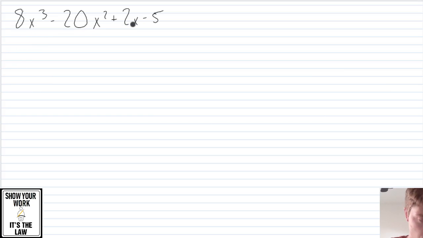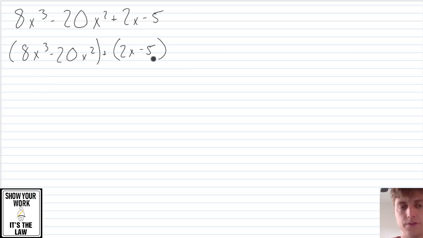So let's go ahead and just group these. Let's group the first 2 terms together and the last 2 terms together. So we have 8x cubed minus 20x squared plus 2x minus 5. So all we did was just group them a little bit. Now let's see if we can factor anything out of these 2 things in common. Well, they both have a 4 in common, and they both have x squared in common, so we can pull that out. So 4x squared, and what's left over is going to be 2x minus 5, all right?